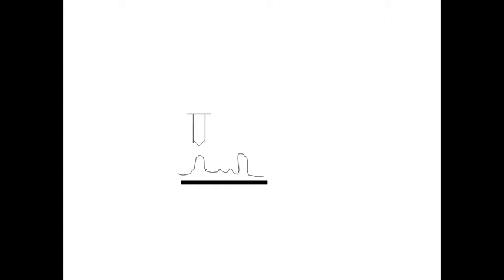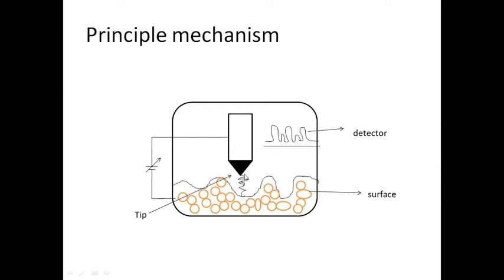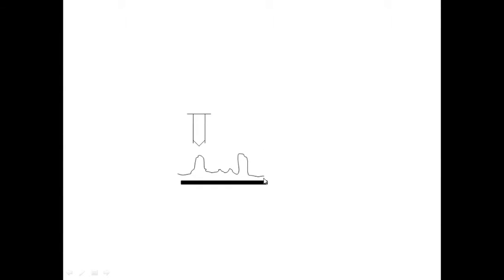See here, this is a tip, and this is a sample surface. Let us see, the sample surface looks like up and down. See here, here up, here down, here up, here down. Now we have a tip which is attached to a rotator.